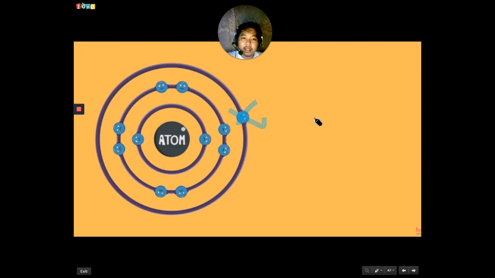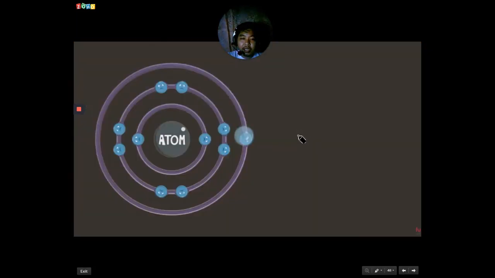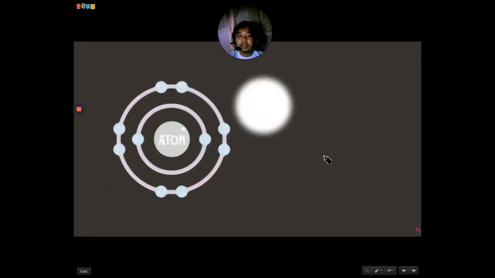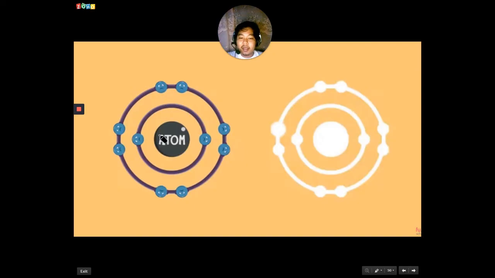So i-release itong electron. Ching! Paalam na sa'yo. Yan, babu. And then, yay! Katulad niya na si neon. So parehas na siya sa neon. Pero anong pinagkaiba niya? Inside the nucleus, 11 pa rin ang protons niya. So we cannot call it neon. But still, a sodium, however, it's a sodium cation because it released 1 electron.